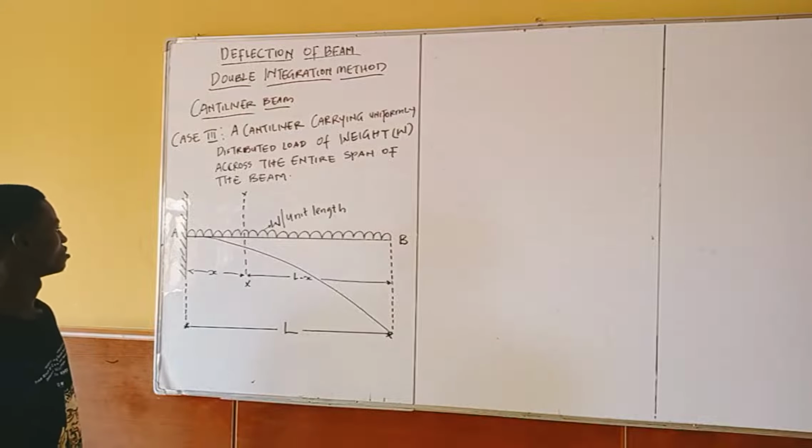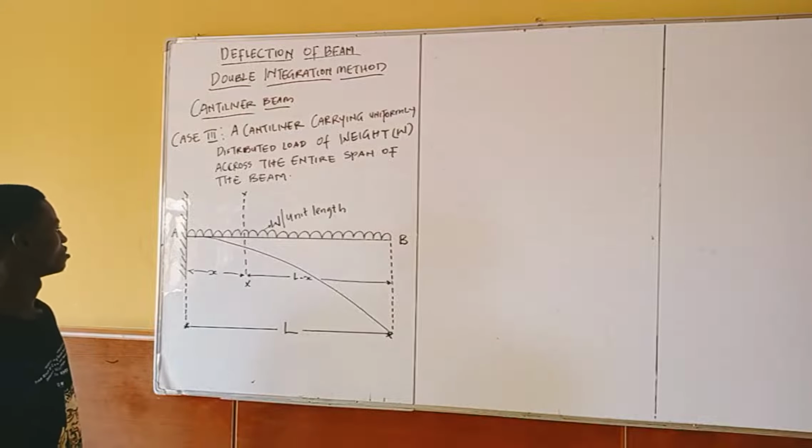Before we go into the calculation, you know that when we have a uniformly distributed load and we need to calculate maybe the reaction at the support, or maybe shear force and bending moment, we need to convert this uniformly distributed load to a point load first.